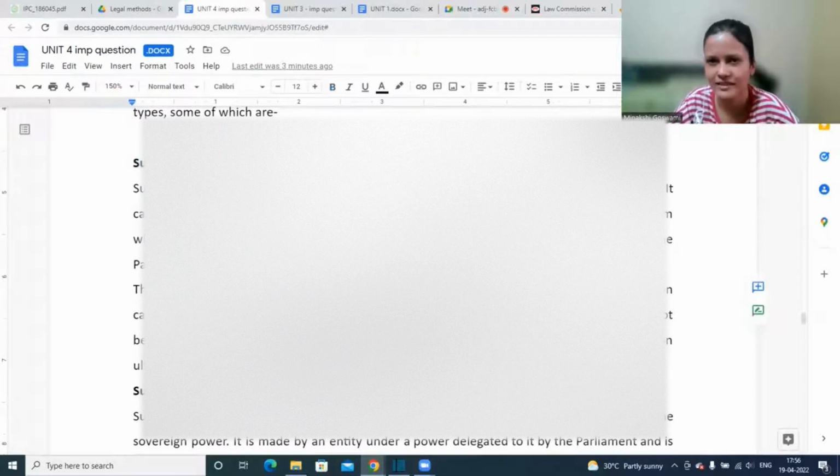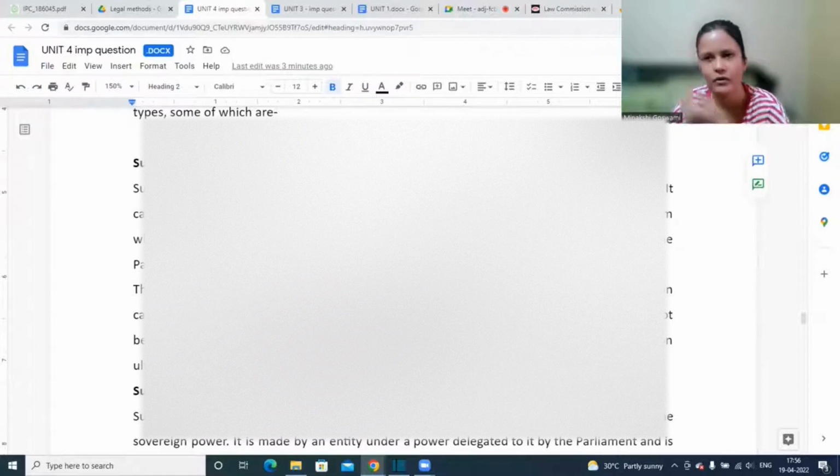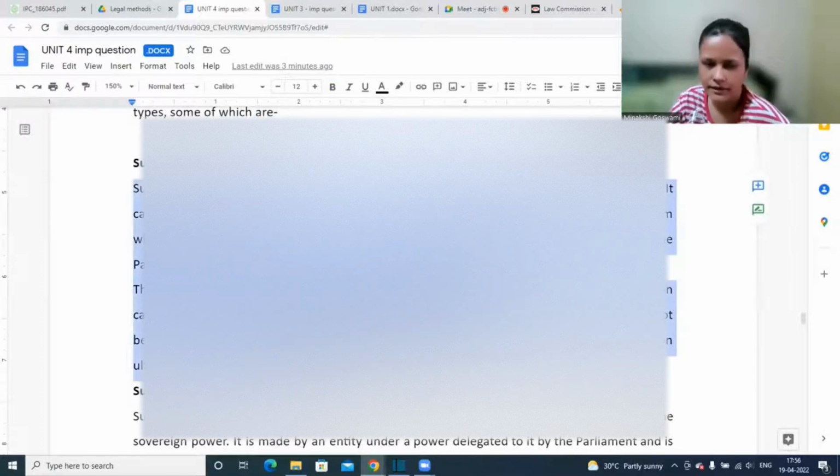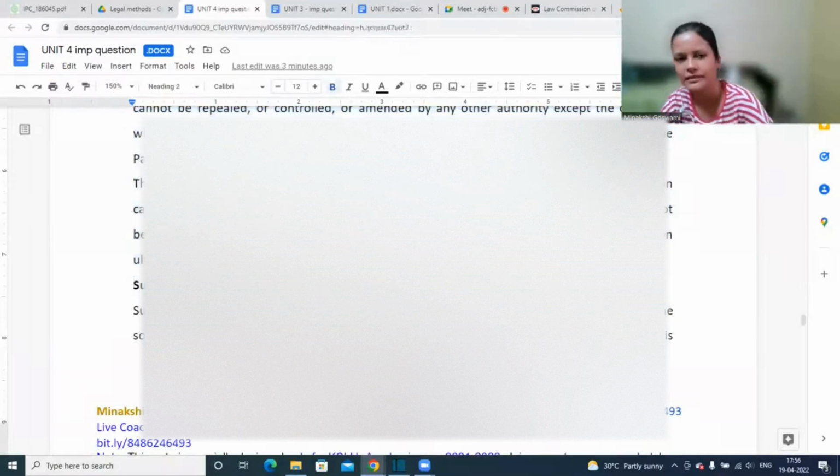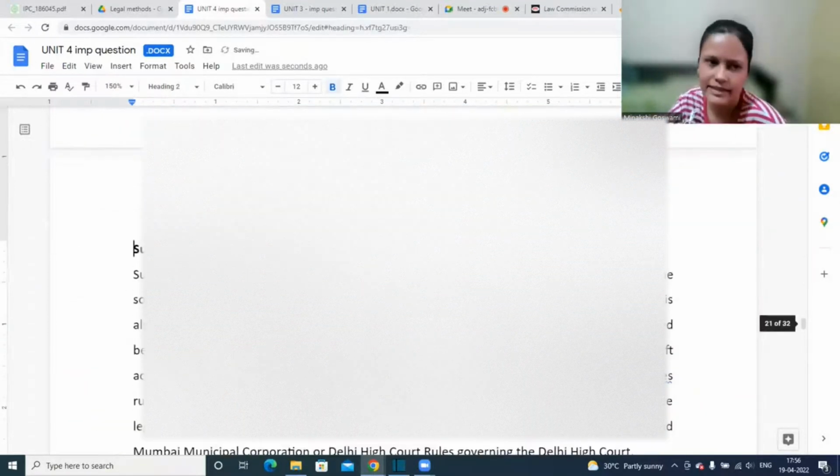Okay, so supreme legislation is nothing but a legislation or a law framed by using the legislative power, like the direct power which is given to the supreme legislative body. And we have so many laws made by the Parliament that would fall under this classification.